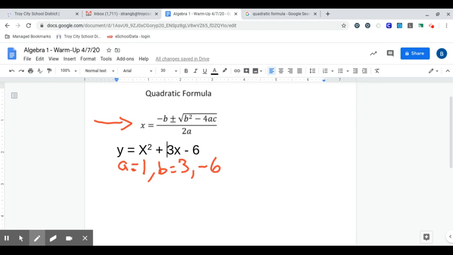All right, so I gave you what the coefficients or the constants were in front of the x squared term and the x term, so the a and the b, and then the c ended up being a negative 6. So now we're just going to plug our values into the quadratic formula. So we're going to get negative 3 plus or minus the square root of 3 squared.